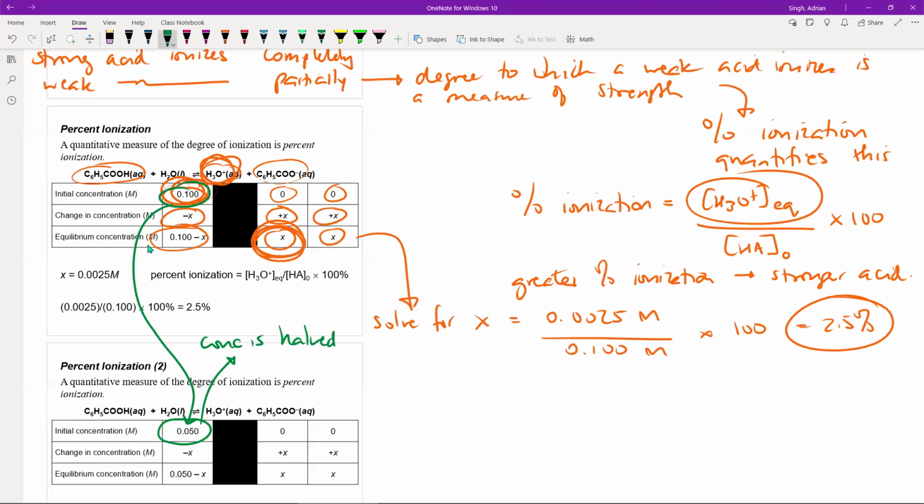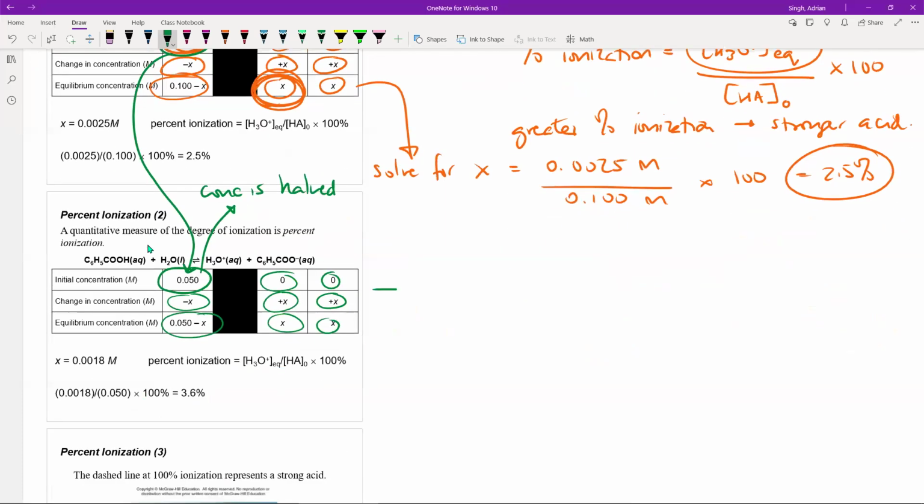And we're going to apply the same equilibrium principles. We start with no products. The change that's happening here is gaining X for the products and losing X from the reactants. At equilibrium, we have our equilibrium concentrations. We're going to do the same thing and solve for X, and you find out here that X is equal to 0.0018 molar.